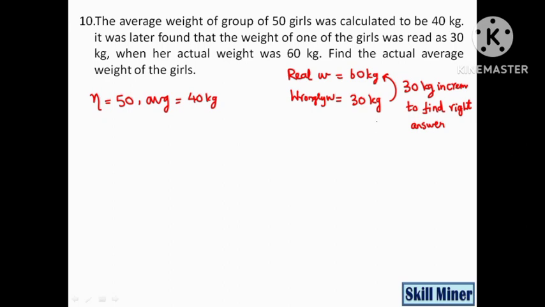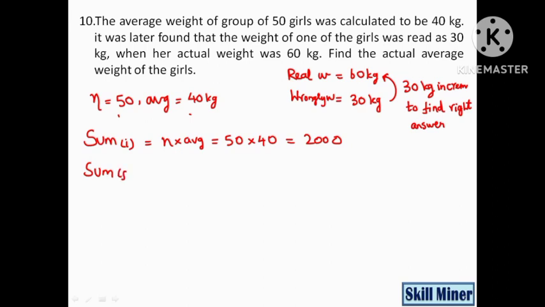Okay, there are totally 50 girls. The average weight will be 40 kg, but one of the girl's weight is entered as 30 kg, but her real weight is 60 kg. So now we have to find the actual average value. Now we can go for sum initial, which is equal to n into average, 50 into 40, which will give me the value 2000.